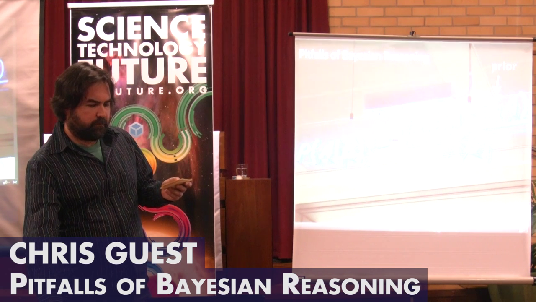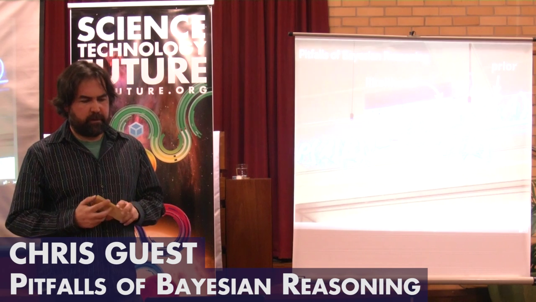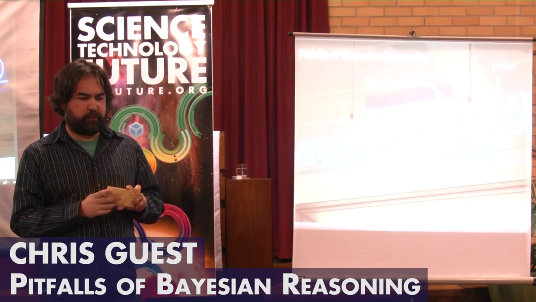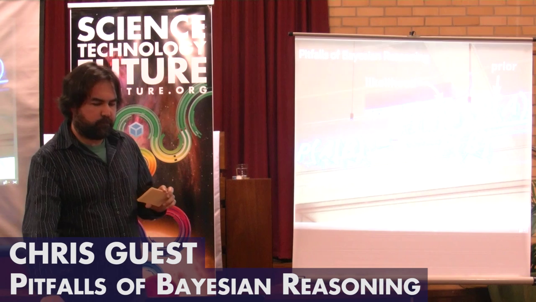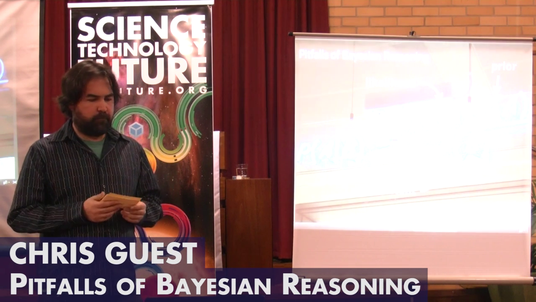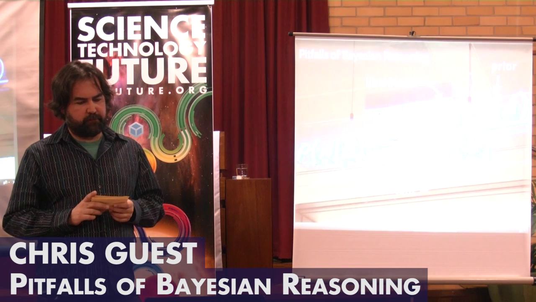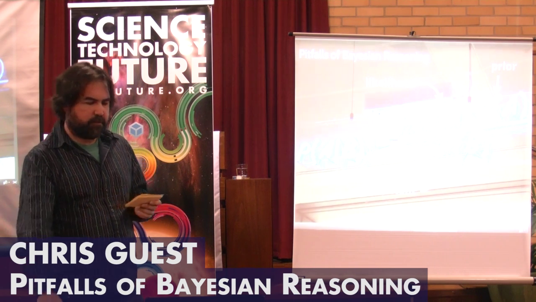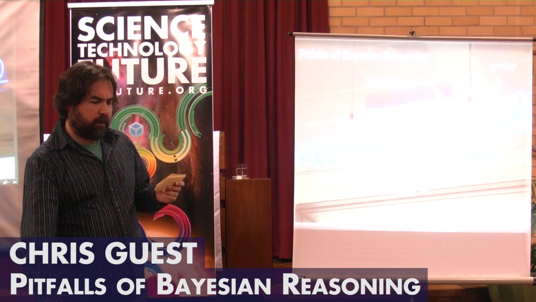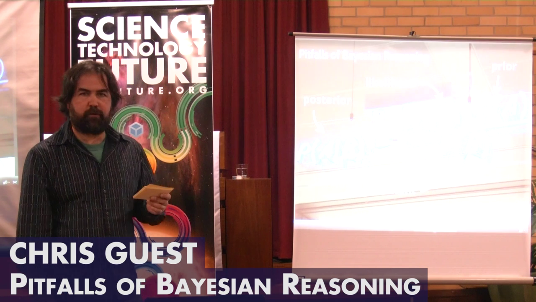And then this term here is known as the likelihood. It's the converse probability of the one that we're trying to derive. And then the probability of that evidence is known as the normalizing constant. And the final outcome, the probability that we derive from this, is the posterior probability.